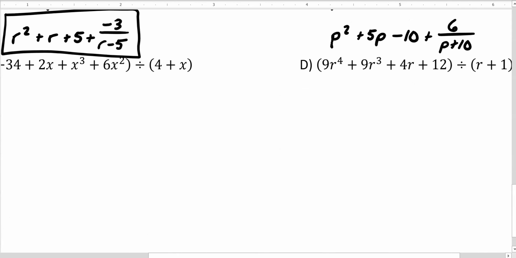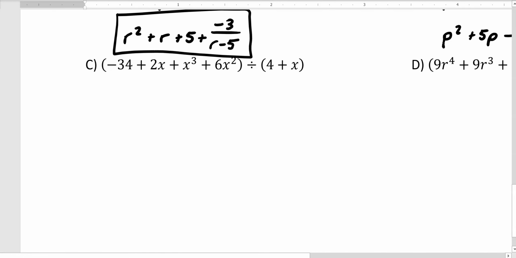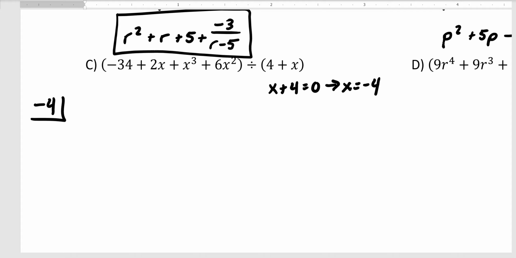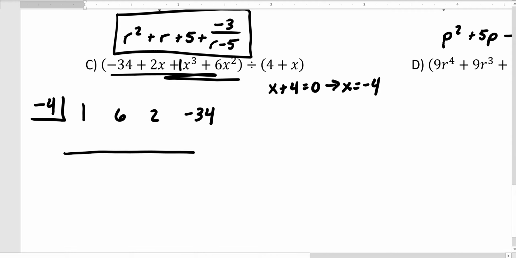A couple more examples. This time, x plus 4 gets set equal to 0, so x is negative 4. Negative 4 will go in my box. That's the 0 of that factor. Now notice, this one's not in standard form, so we've got to put it in standard form. I'm going to have 1 as my first coefficient, then 6, then 2, then negative 34. We've got to put our coefficients in standard form.